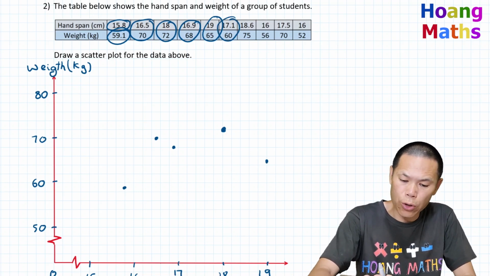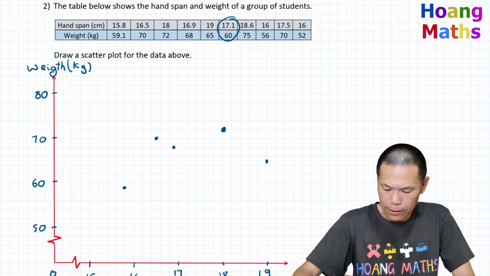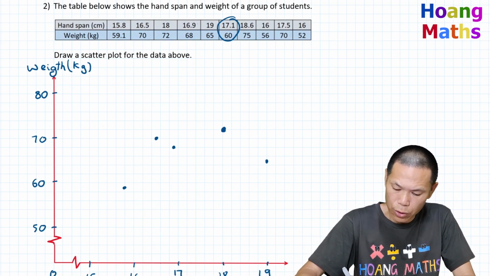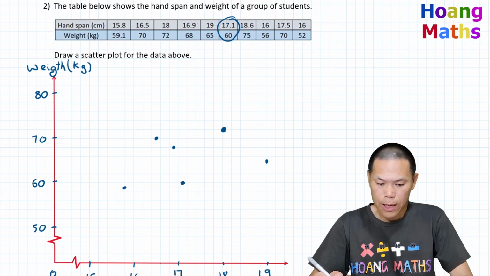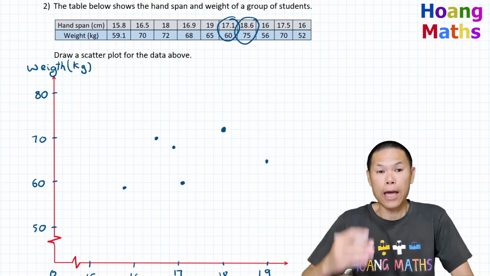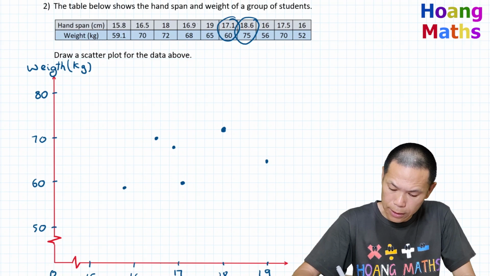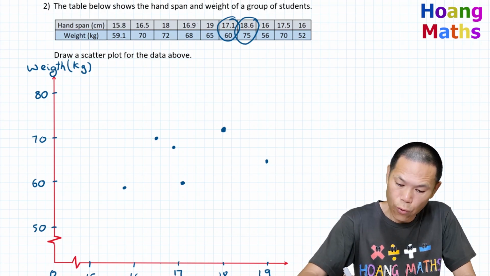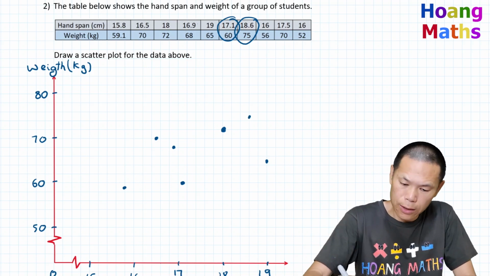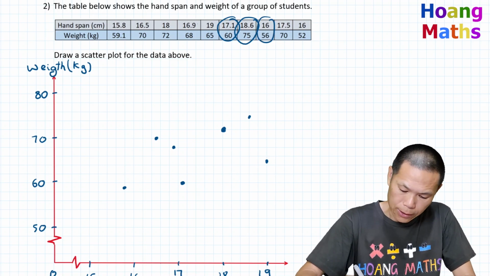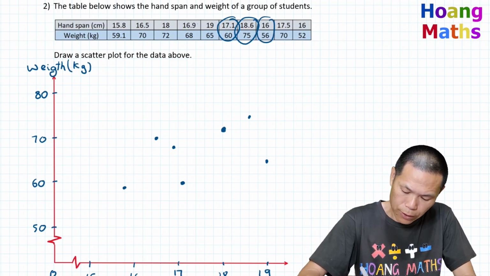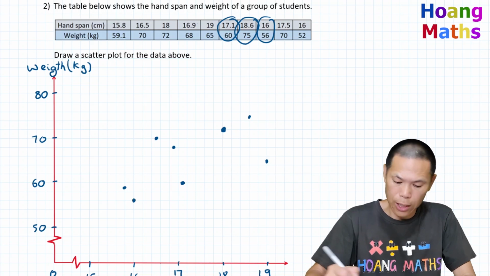And we have 17.1 and 60. So 17.1, so 0.1 halfway, and 60. So there you go. We have it here. And then 18.6 and 75. So 18.6. 2, 4, 6. And then 75. So 70 here, 2, 4, and between 74 and 76. So there you go. And the next one is 16 and 56. So 16 here, 56 is all the way to 50 here, 2, 4, 6. So there you go.